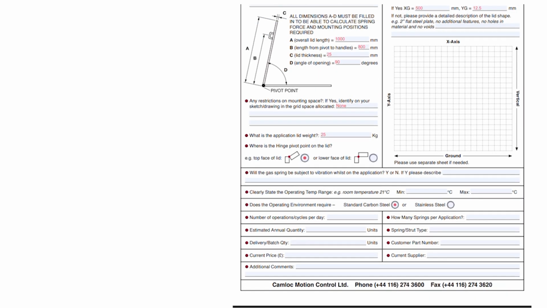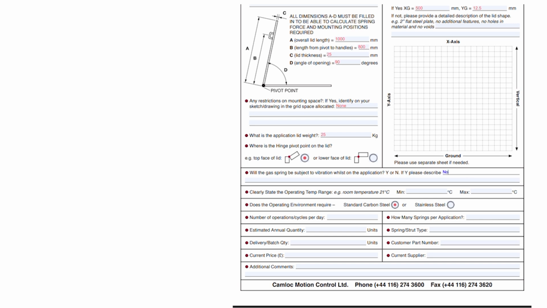Okay, then ask a few more sort of personal questions about it, and this is about the type of application that's being used on. So, will the gas spring be subject to vibration whilst on the application? Yes or no, and please describe. So, in our example here of an access hatch, that is something that is highly unlikely to be subject to vibration, but were it to be an engine cover on a diesel vehicle, for instance, then perhaps that is something that would be exposed to high levels of vibration whilst it's being used, and the high frequency vibration on there. So on this one we'll say no.